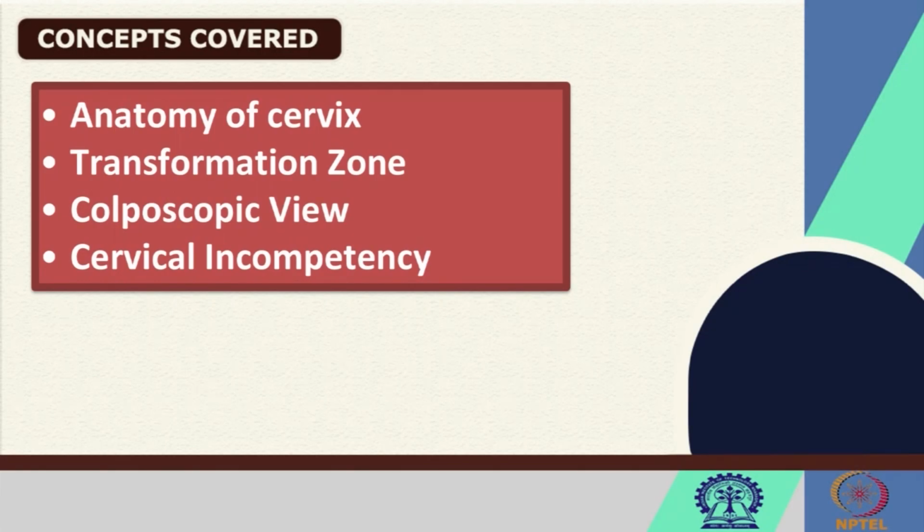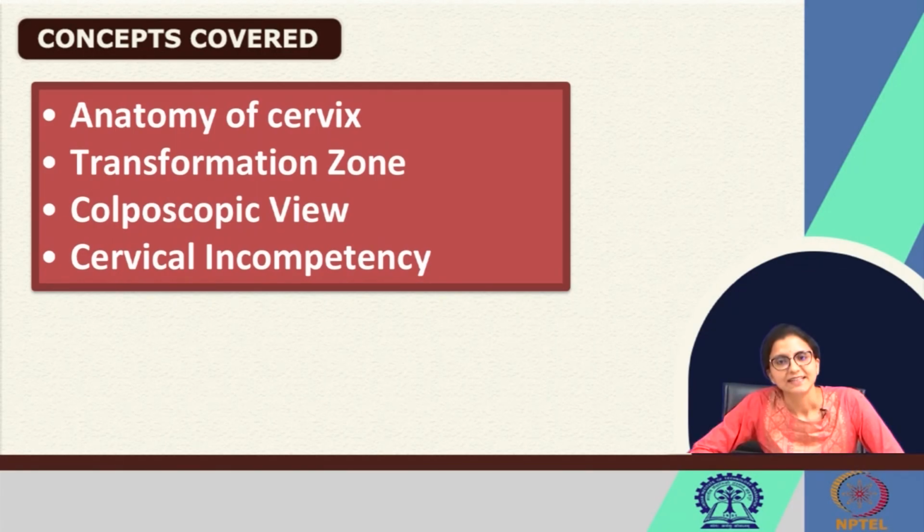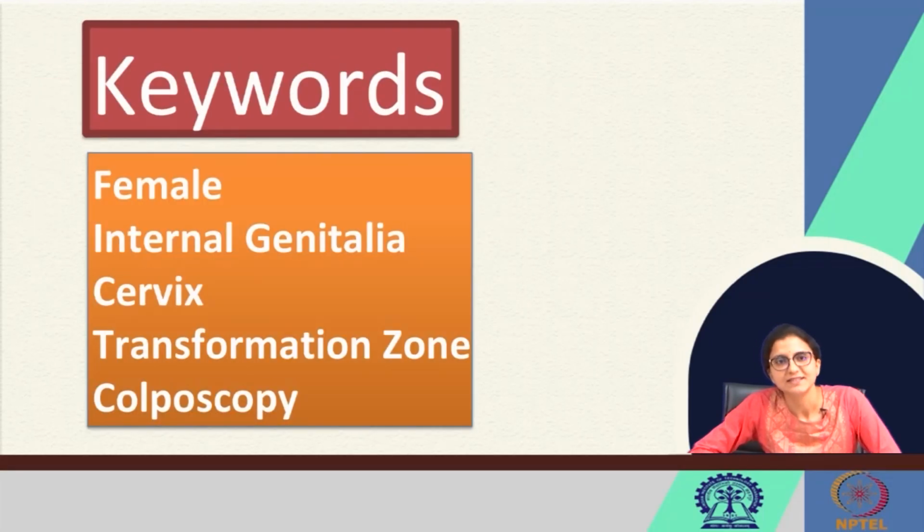Concepts to be covered in today's class are the anatomy of the cervix, the transformation zone, the colposcopic view and a little bit regarding cervical incompetency. Key words for today's class are as follows: female internal genitalia, cervix, transformation zone, colposcopy.